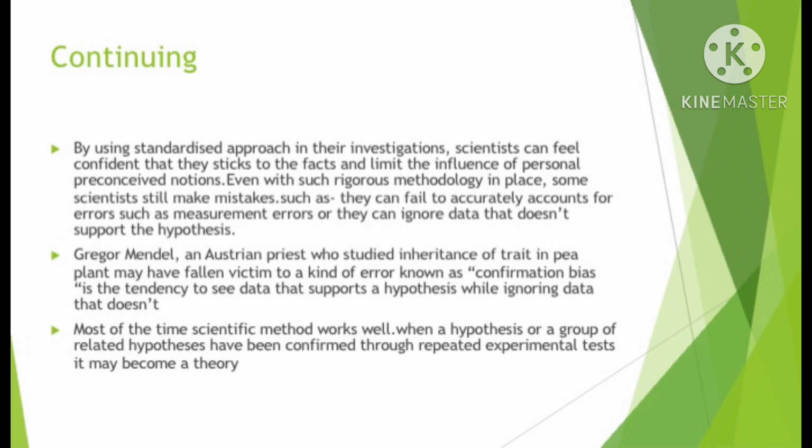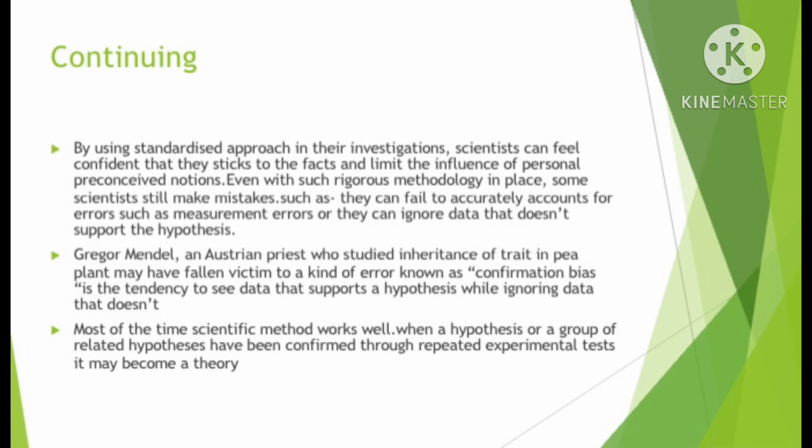Secondly, by using a standardized approach in their investigation, scientists can feel confident. So the scientific method can give confidence to researchers, because whenever they stick to the facts and limits, they can avoid the influence of personal or preconceived notions. Even with such rigorous methodology in place, some scientists still make mistakes. Which type of mistake do they make? They can fail to accurately account for errors such as measurement errors, or they can ignore data that does not support the hypothesis. That type of bias is known as confirmation bias.